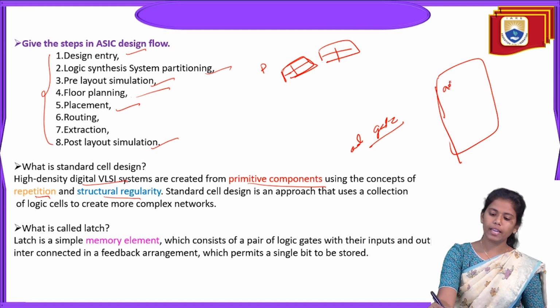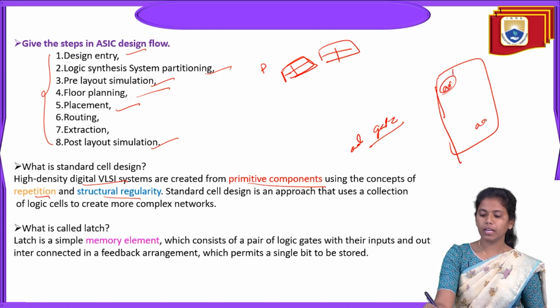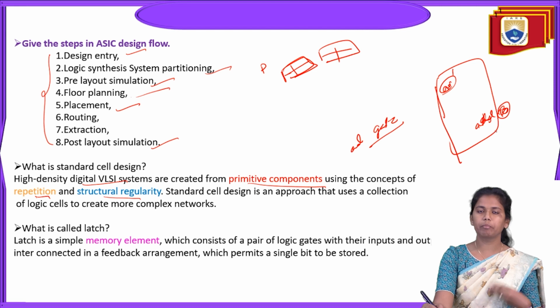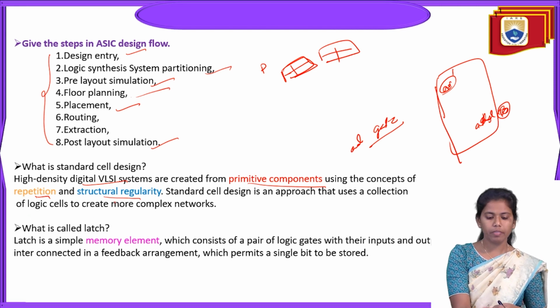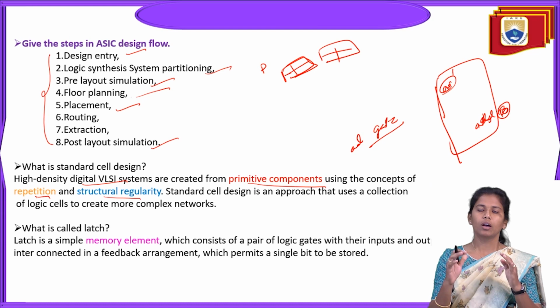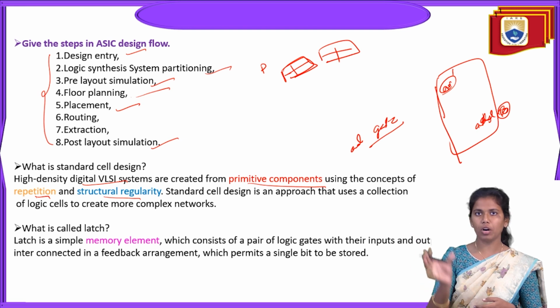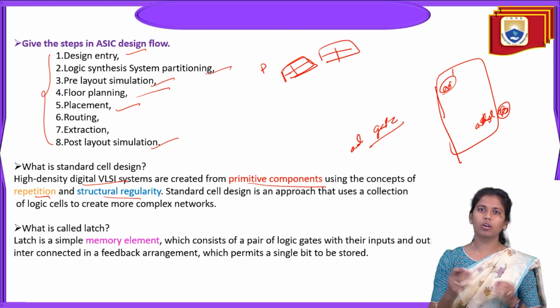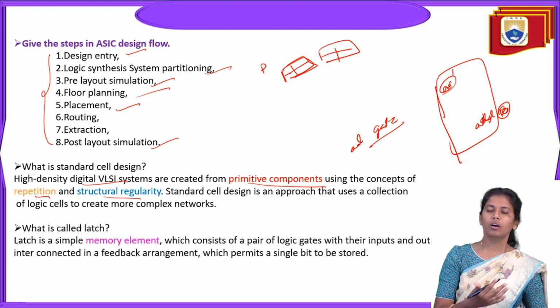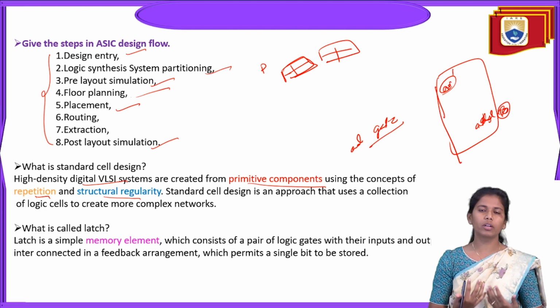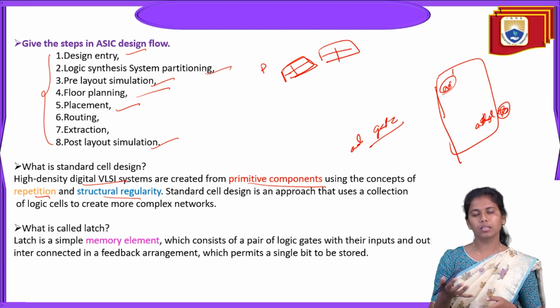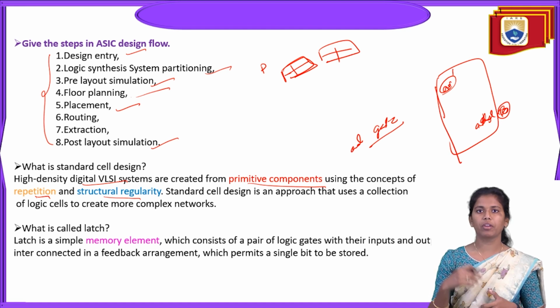So the AND gate may be considered 10 times. The component keeps repeating, so that is repetition. And then structural regularity. In order to get a proper structure by considering all the components required to form a particular design, I need to consider some components, or I may omit some components, right? So structural regularity is also one of the basic concepts that we have to keep in mind when you are designing some module.